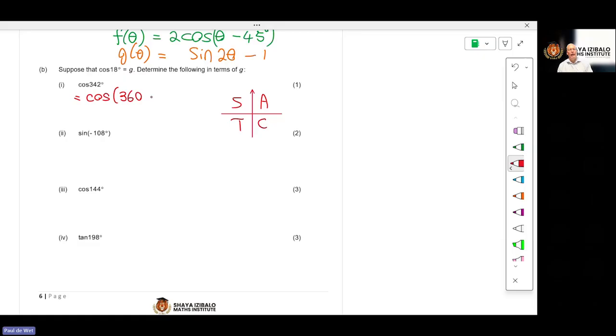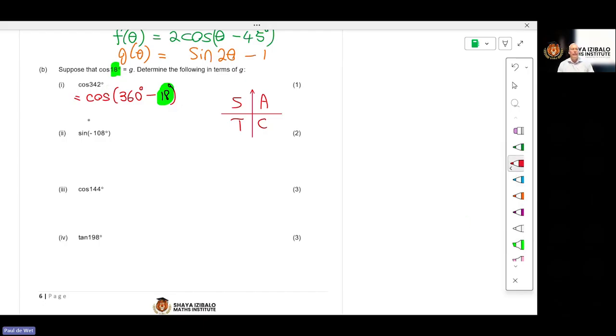Well done. 360 minus 18. And then what is the answer to that reduction formula of cosine 360 minus 18? It was g over 1. Yeah, so well done. This question is about 18 degrees. So this learner has found 18, all right?